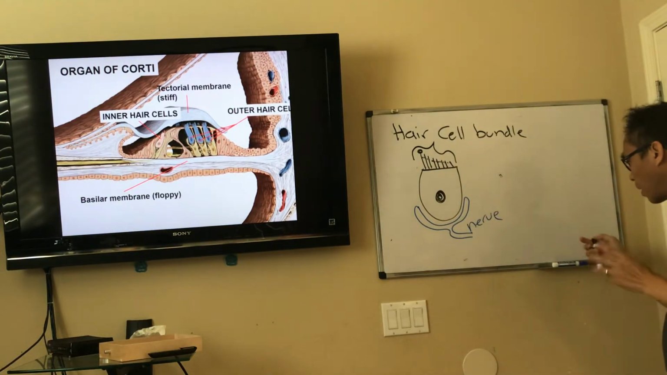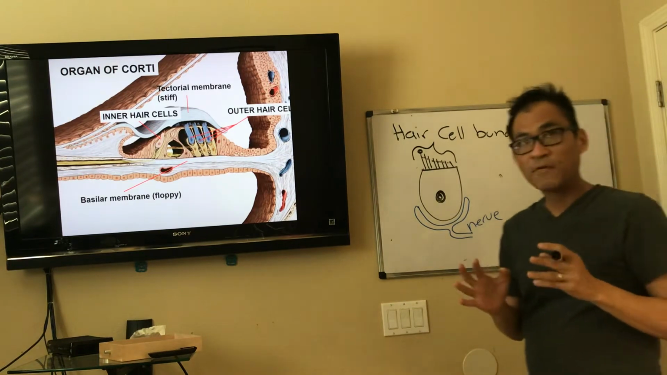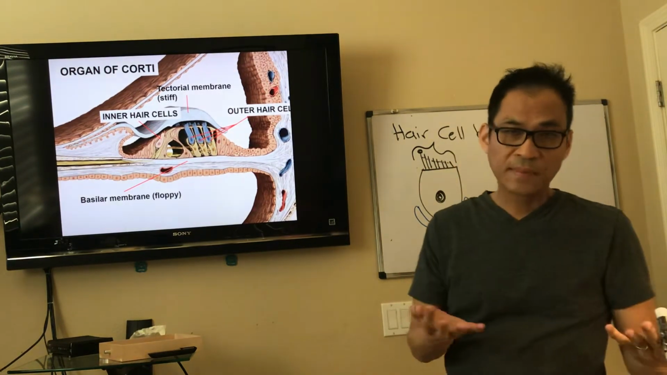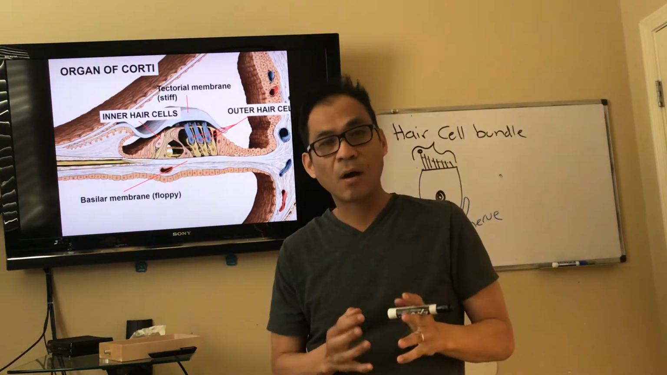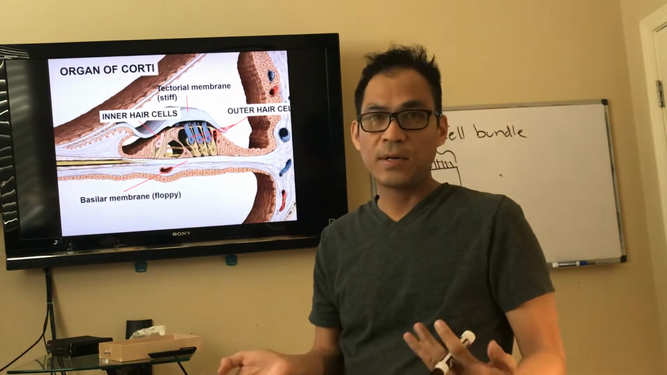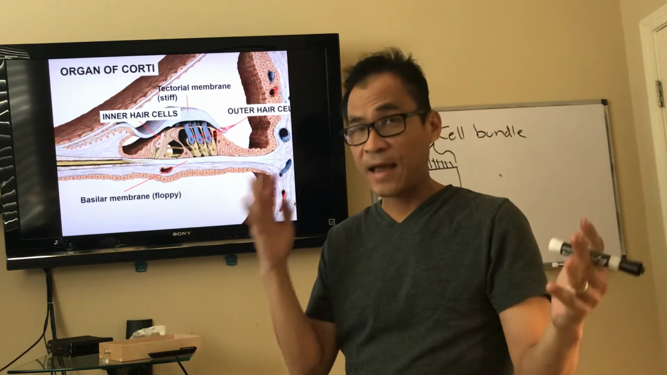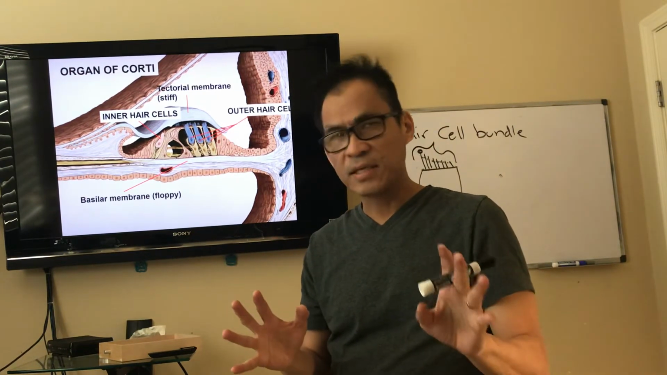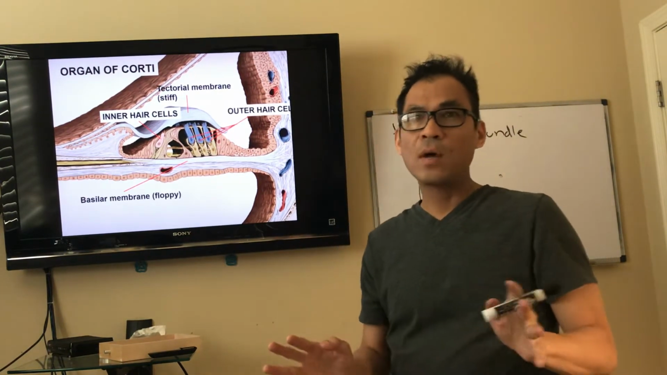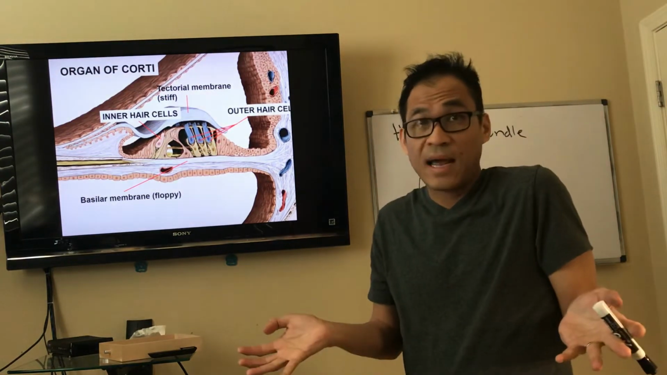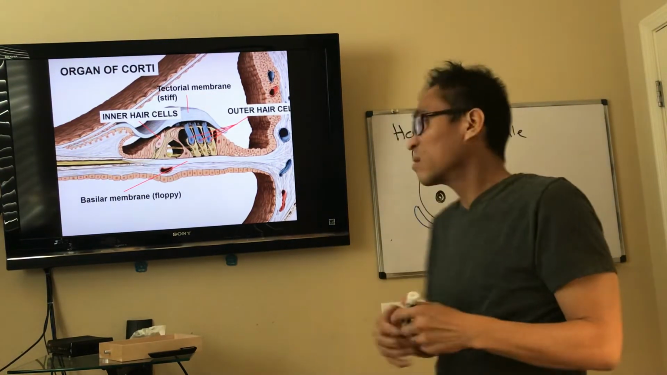What's remarkable about this cell is it's a cell of communication. And we talked about that idea before in neurons, where neurons are cells of communication. They have areas of input and areas of output, the dendrites and the axon. Well, the hair cell is a cell of communication, but it has neither. It has no dendrites, no axon.